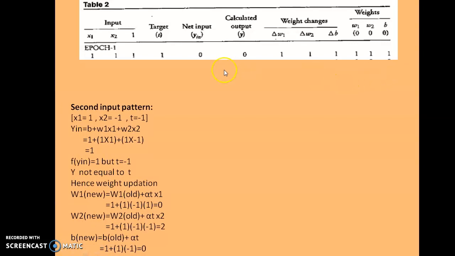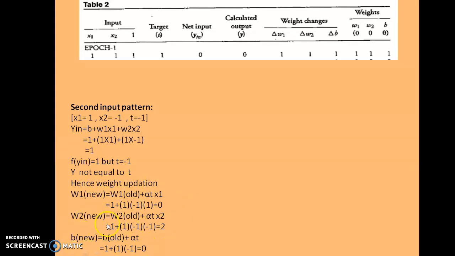What is the second input? 1 and minus 1. If 1 and minus 1 is given, we are expecting the output should be minus 1. We calculate the Y in first. What is the recent bias? 1 plus W1 value is 1 and X1 value we taken as 1. So 1 into 1 plus W2 value is 1 and the X2 value is minus 1. So Y in value we calculate that is 1. We apply the activation. 1 is greater than the threshold value 0. So f of Y in, that is Y, equal to 1. That is not equal to the target minus 1. So we have to update the weight.